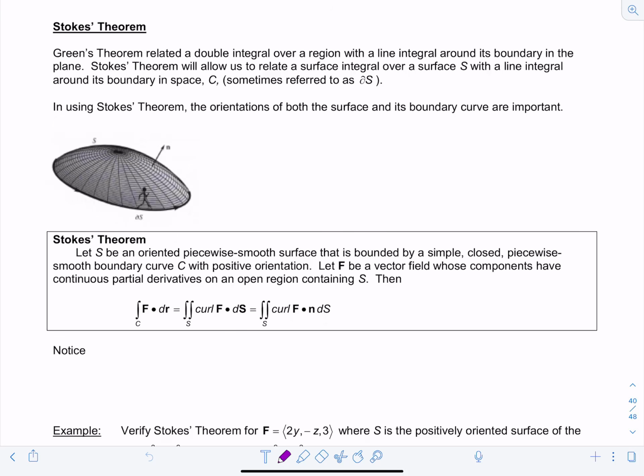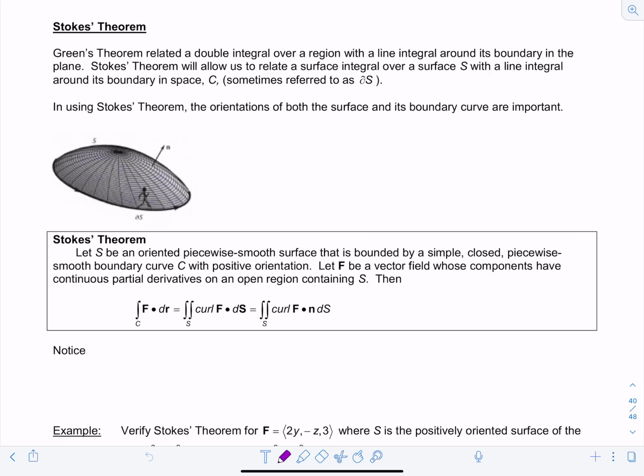This is Calculus 3 video lecture number 34, Stokes' Theorem. Now, if you'll remember, Green's theorem related a double integral over a region with a line integral around its boundary in the plane. And Stokes' theorem is going to allow us to relate a surface integral over some surface S with a line integral around its boundary in space C, sometimes referred to as del S, the boundary of the surface. So using Stokes' theorem, the orientations of both the surface and its boundary curve are important.